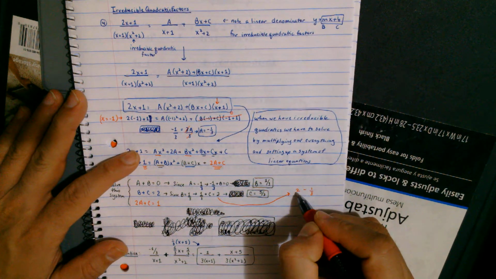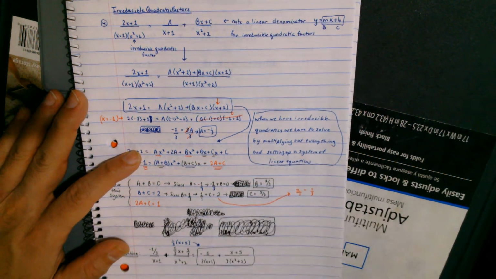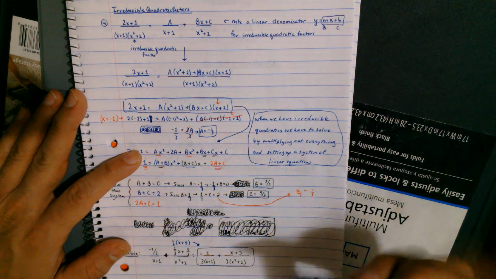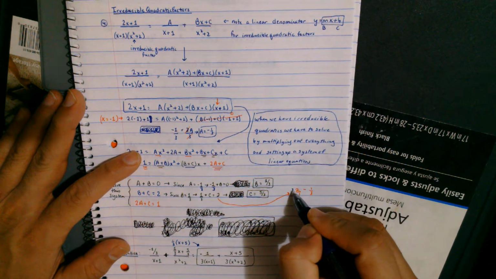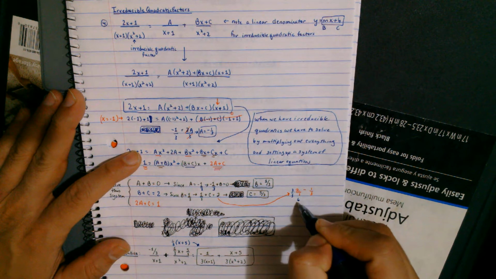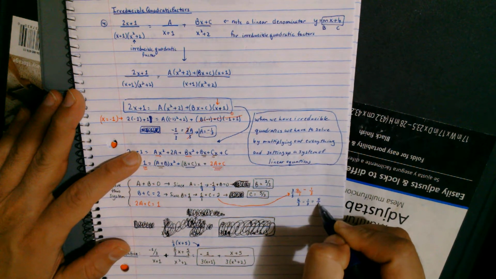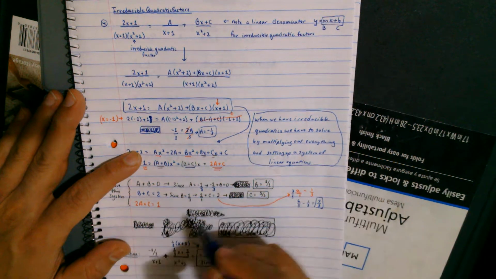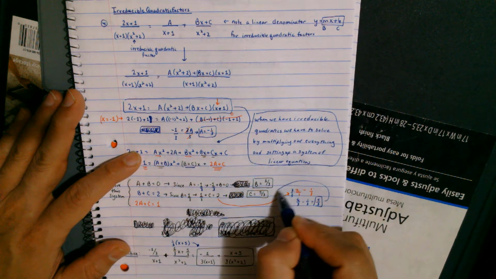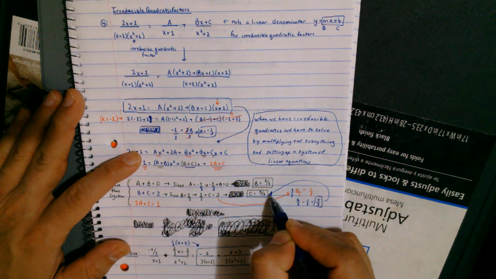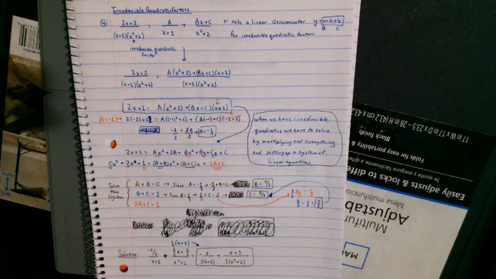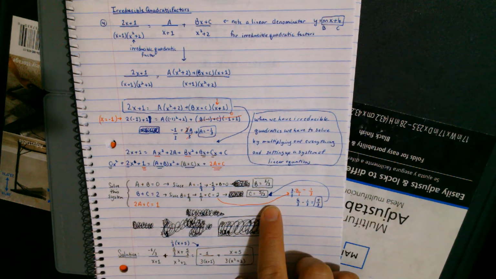this is over 1. I have to get common denominators. So I multiply this guy by 3/3. So this is 6/3 minus 1/3, which is 5/3, which is what this is. Okay, so that's how I'm getting 5/3 there.